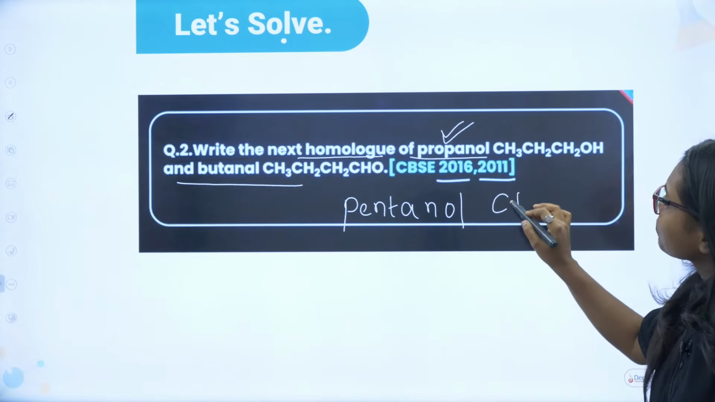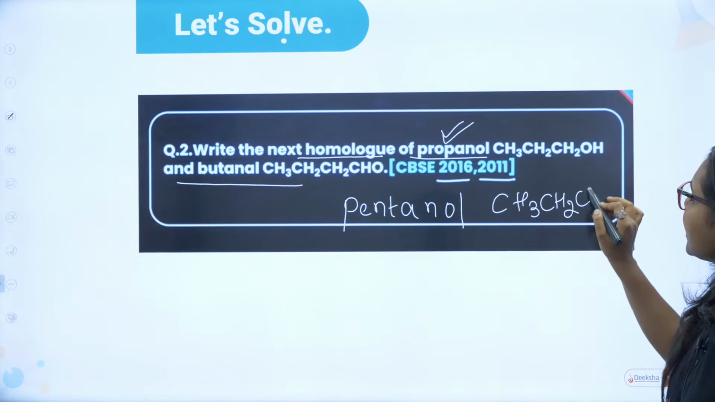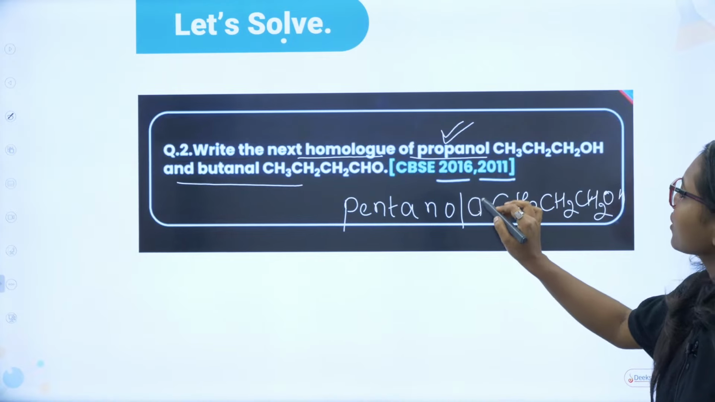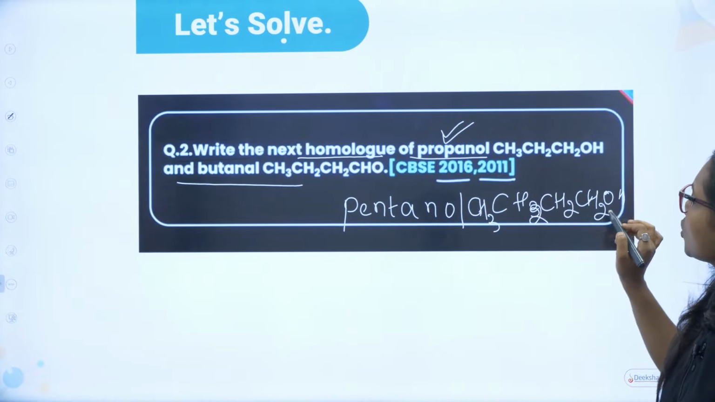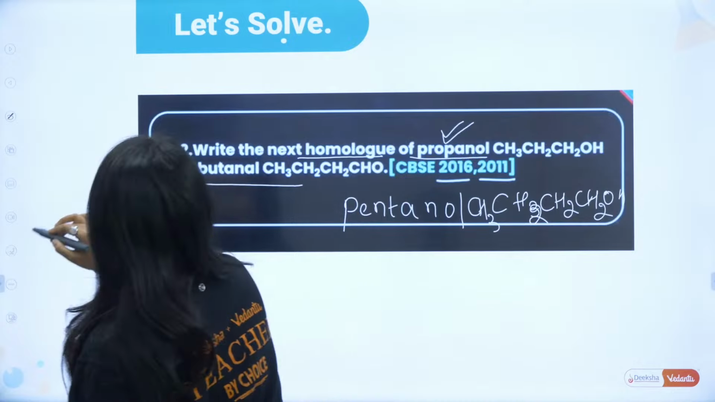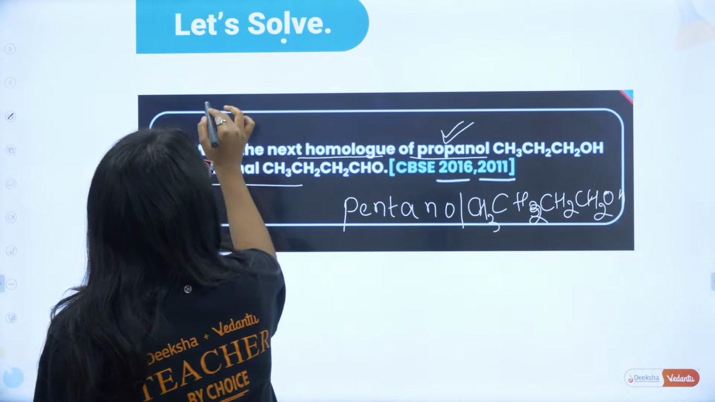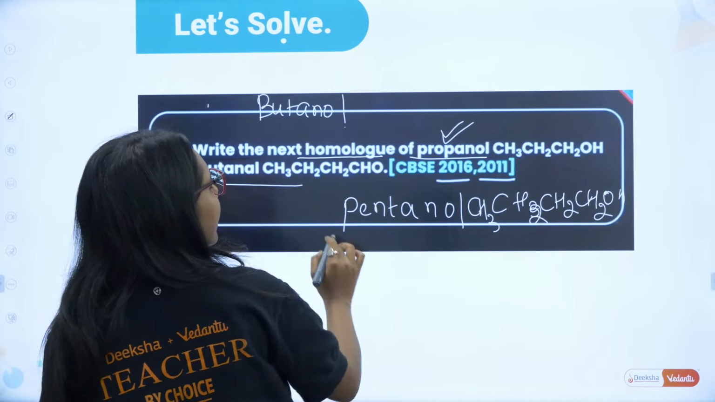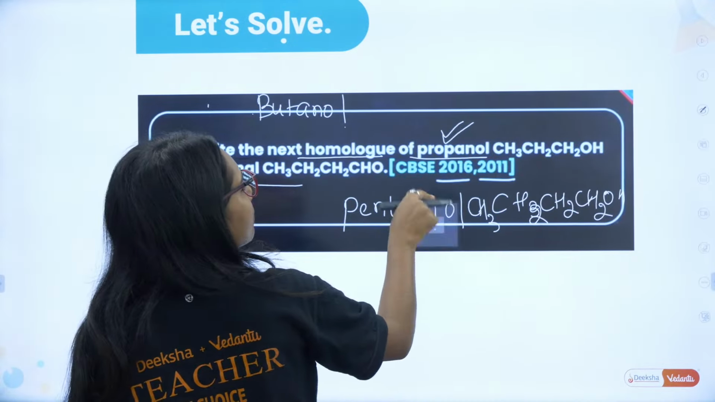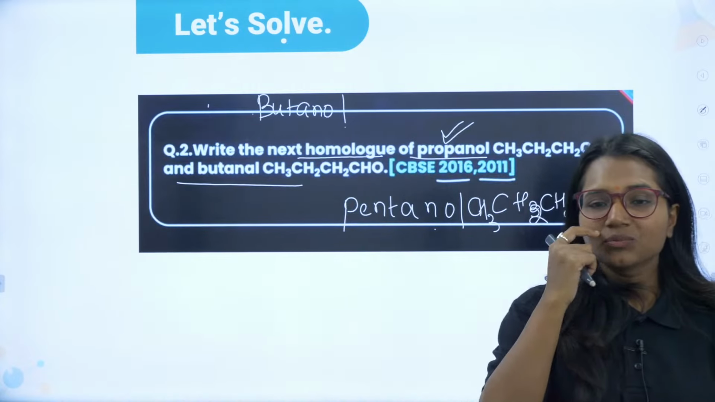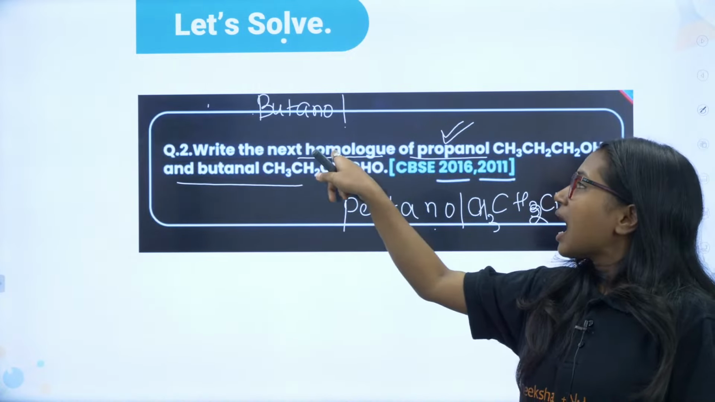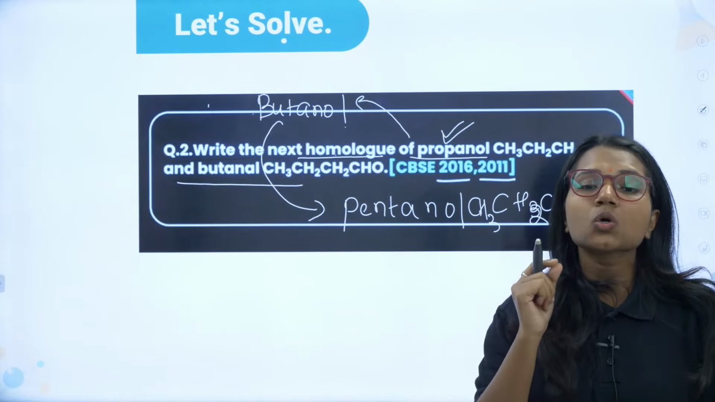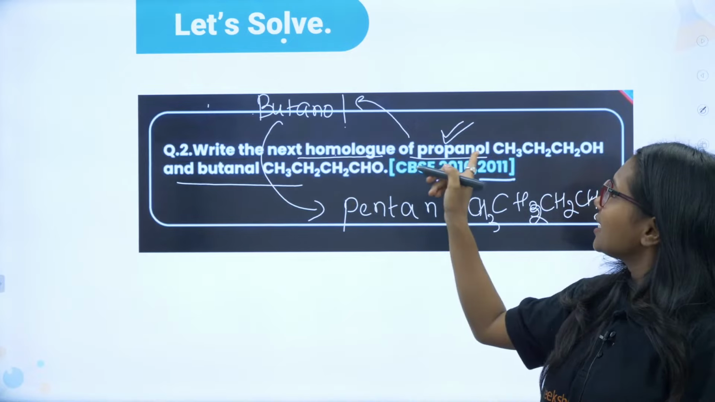What will be the formula? CH3, CH2, CH2 and CH2OH. Correct? Yes, CH3, CH2, CH2, CH2OH. See, after propanol, what is the next? Butanol. Correct? And after that pentanol will come. So who is the next homologue? Let me know in the comment box. After propanol, butanol and after that pentanol. So what is next in the homologous series of propanol?